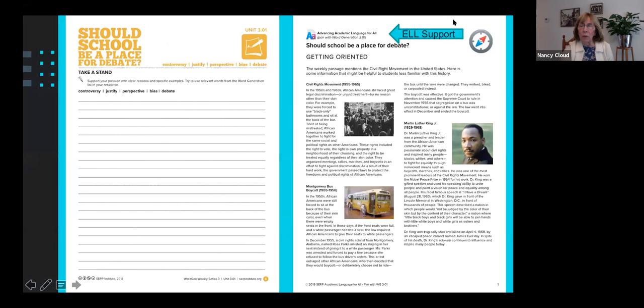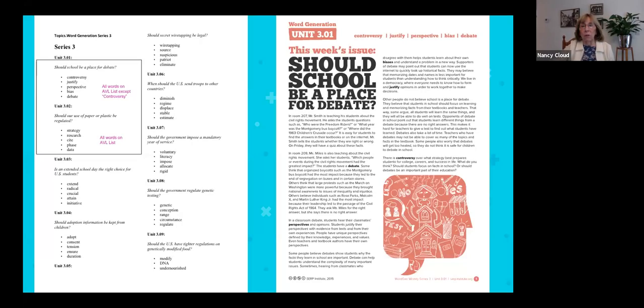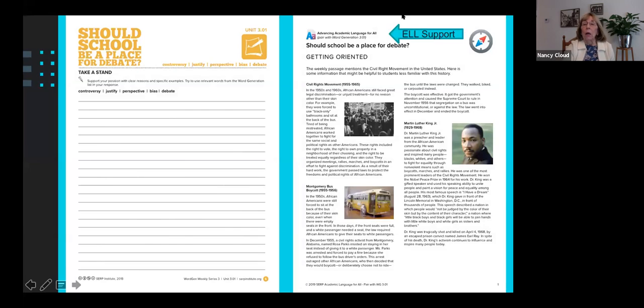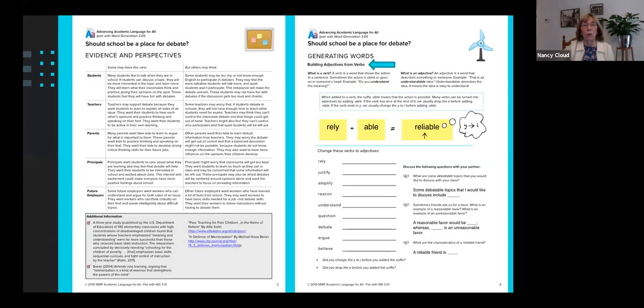So the ELL support looks like this. Before I would even do the reading, remember, this is the reading, should school be a place for debate? It's a 1-pager. It's middle school level. Before they would do that, the ELLs would learn a little bit about the civil rights movement, the Montgomery bus boycott, and Martin Luther King. So they would build a little background. Then they would do the reading.